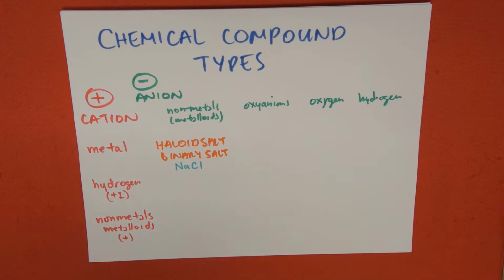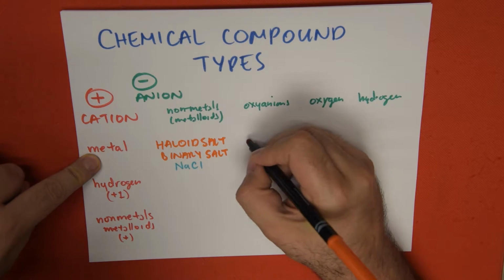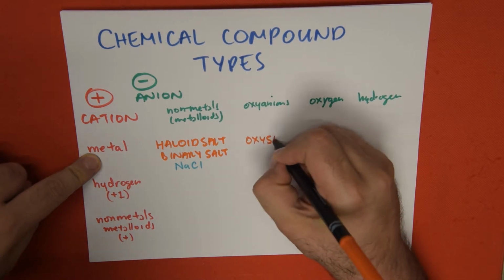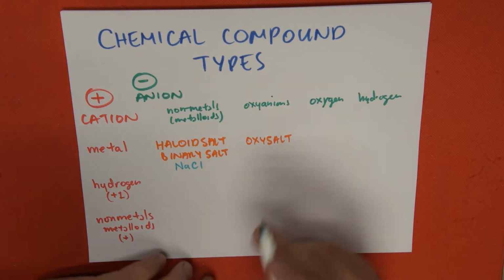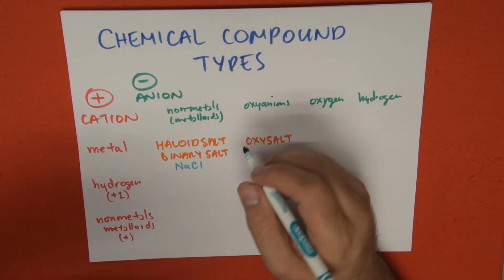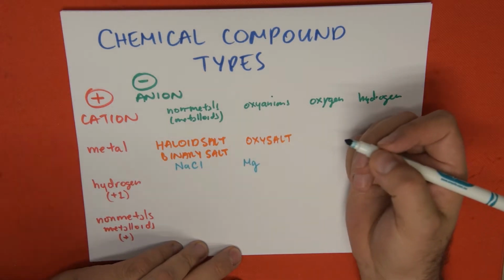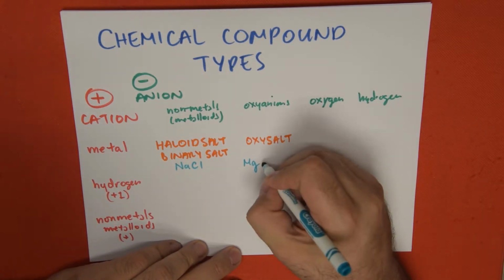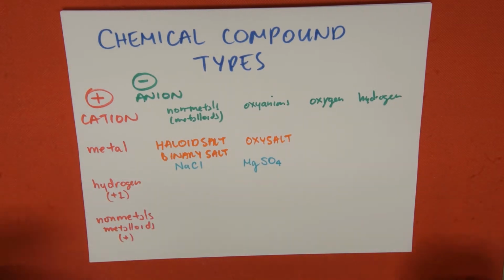Whenever we have a metal cation and an oxyanion, we have something called an oxy salt. And oxy salts are characterized, again, by having a metal. Let's choose magnesium, which has a +2 charge, and then the oxyanion is SO4. SO4 represents sulfate, so magnesium sulfate is an example of this.